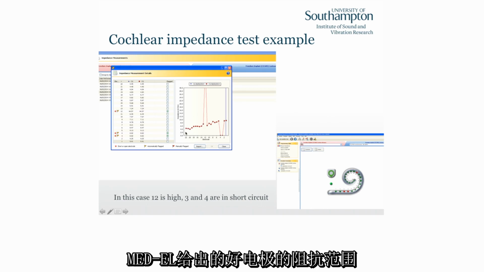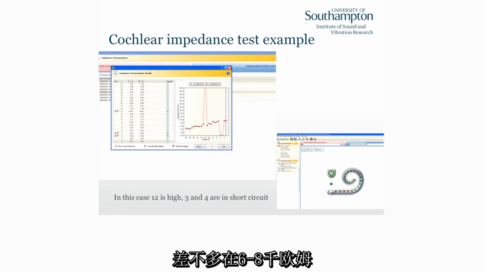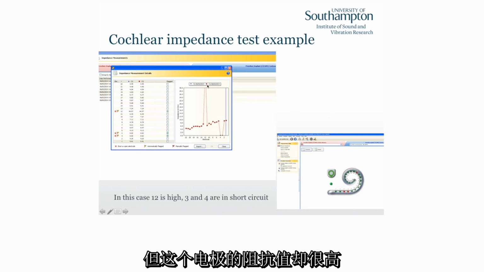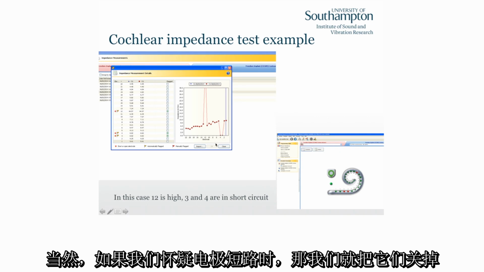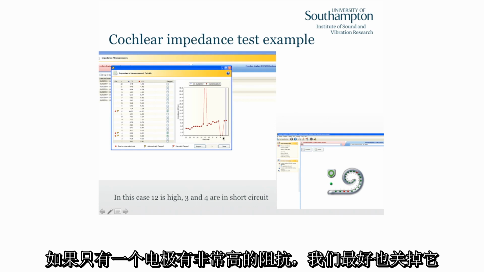So in the same kind of ballpark of values that we saw for Medel for the good electrodes, somewhere around the sort of 6 to 8-ish kiloohms, but then we've got one very high value, and then on electrodes 3 and 4, we've got very low values. So this is probably an example of a short circuit. So electrodes 3 and 4 are probably touching each other in this case. Certainly when there's a short circuit suspected, it's a good idea to turn off those electrodes.